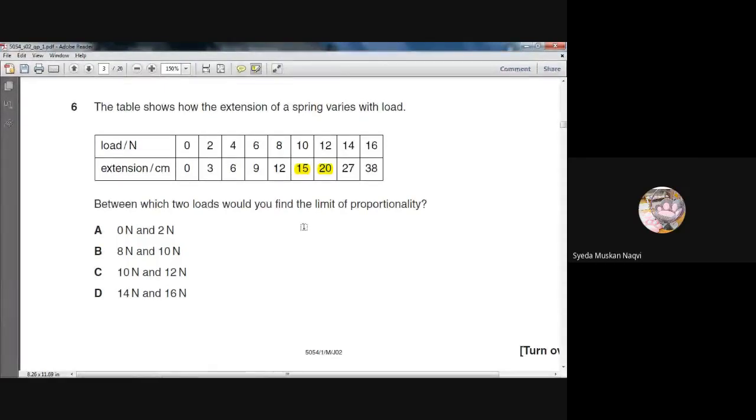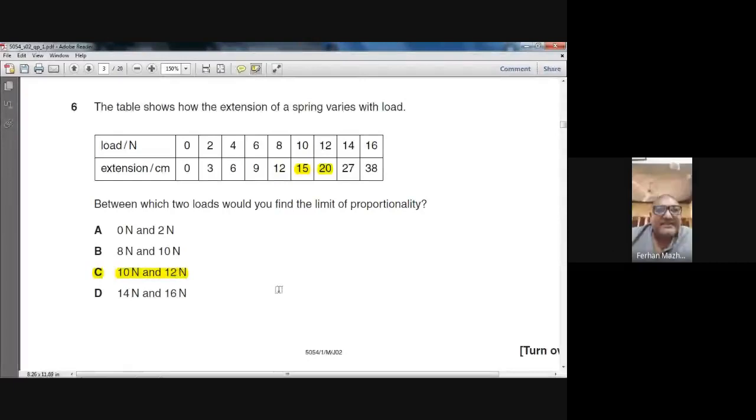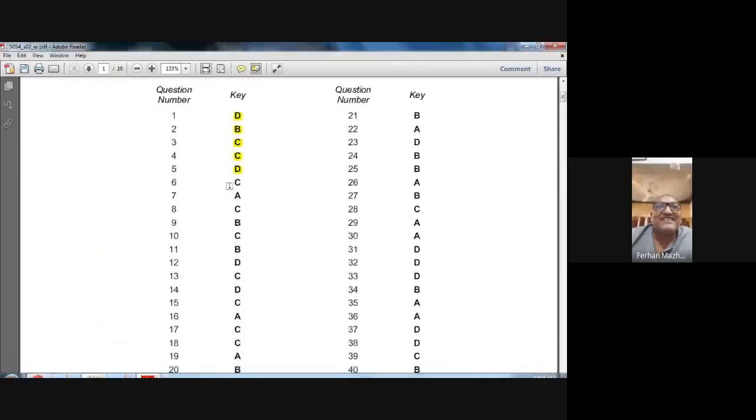It means that the load and the extension are no more directly proportional to each other here. So between which two loads would you find the limit of proportionality? 10 to 12. So C is the right answer. Let's check the marking scheme. I hope C is the answer. Yes, C is the answer.